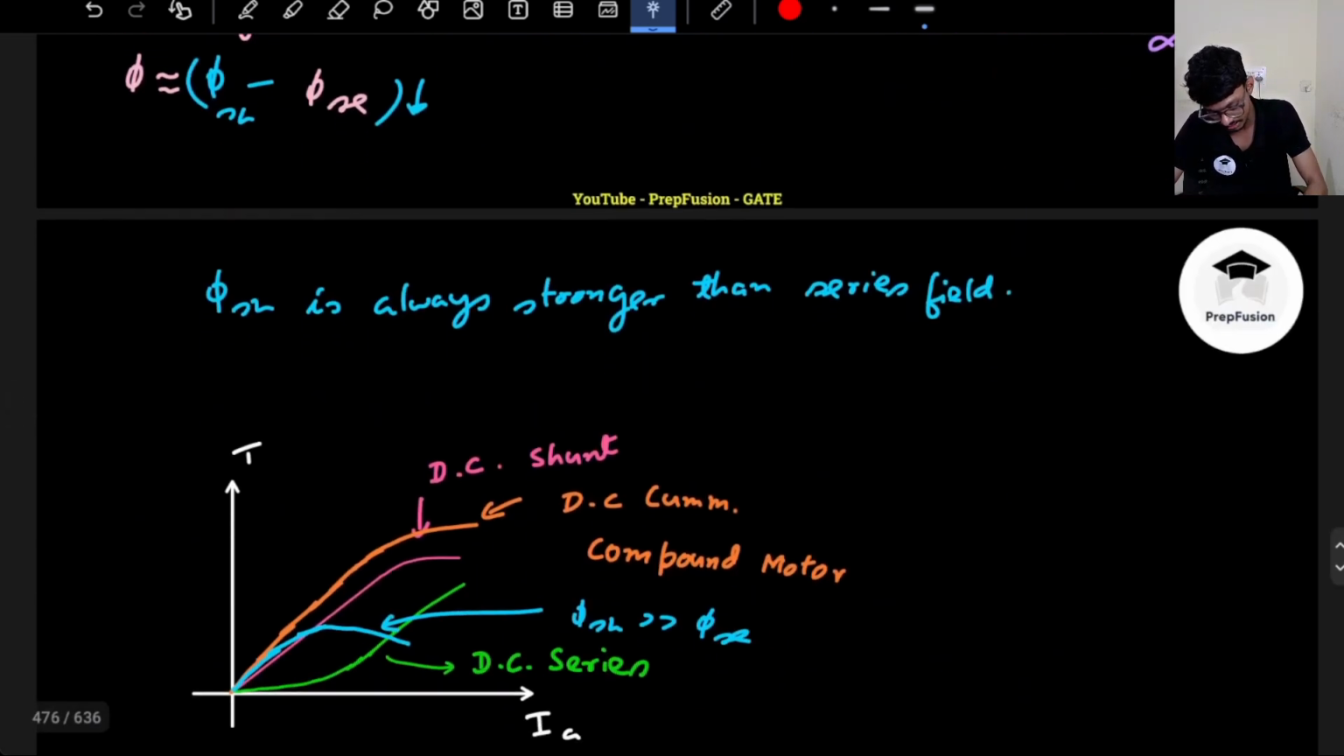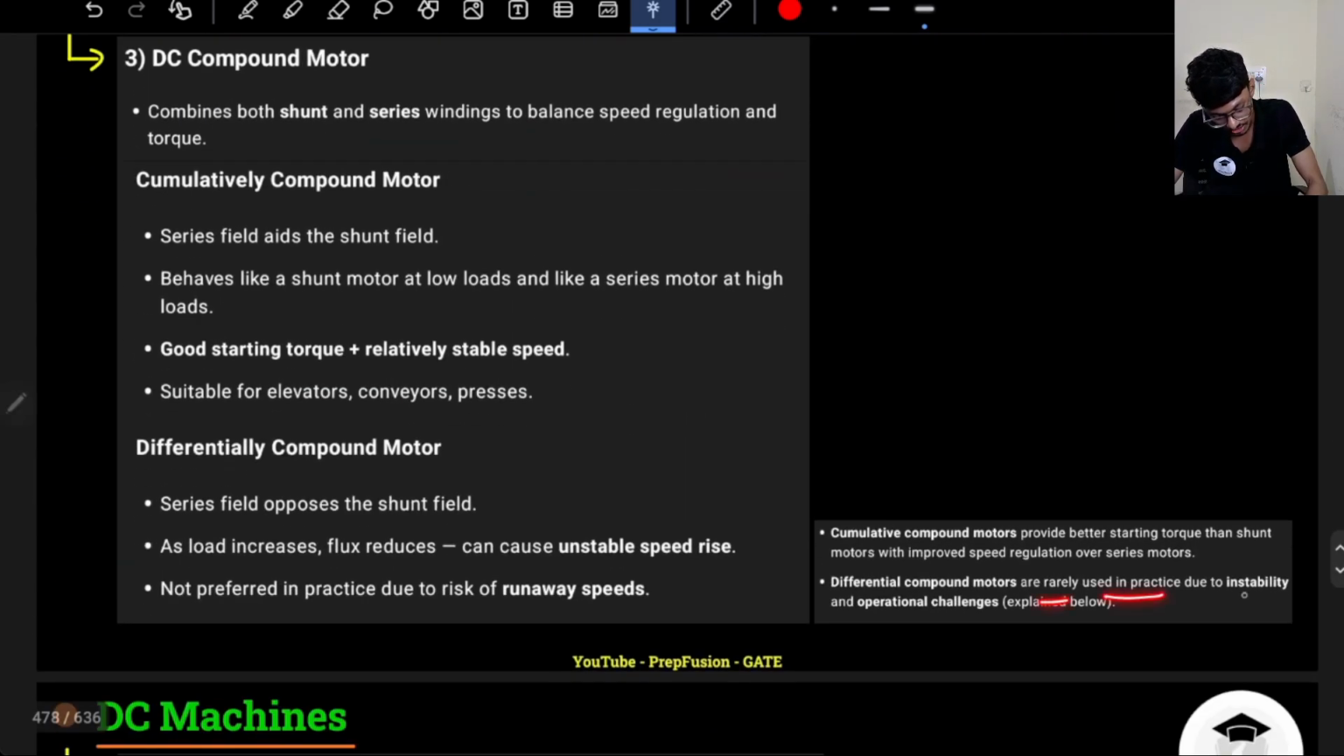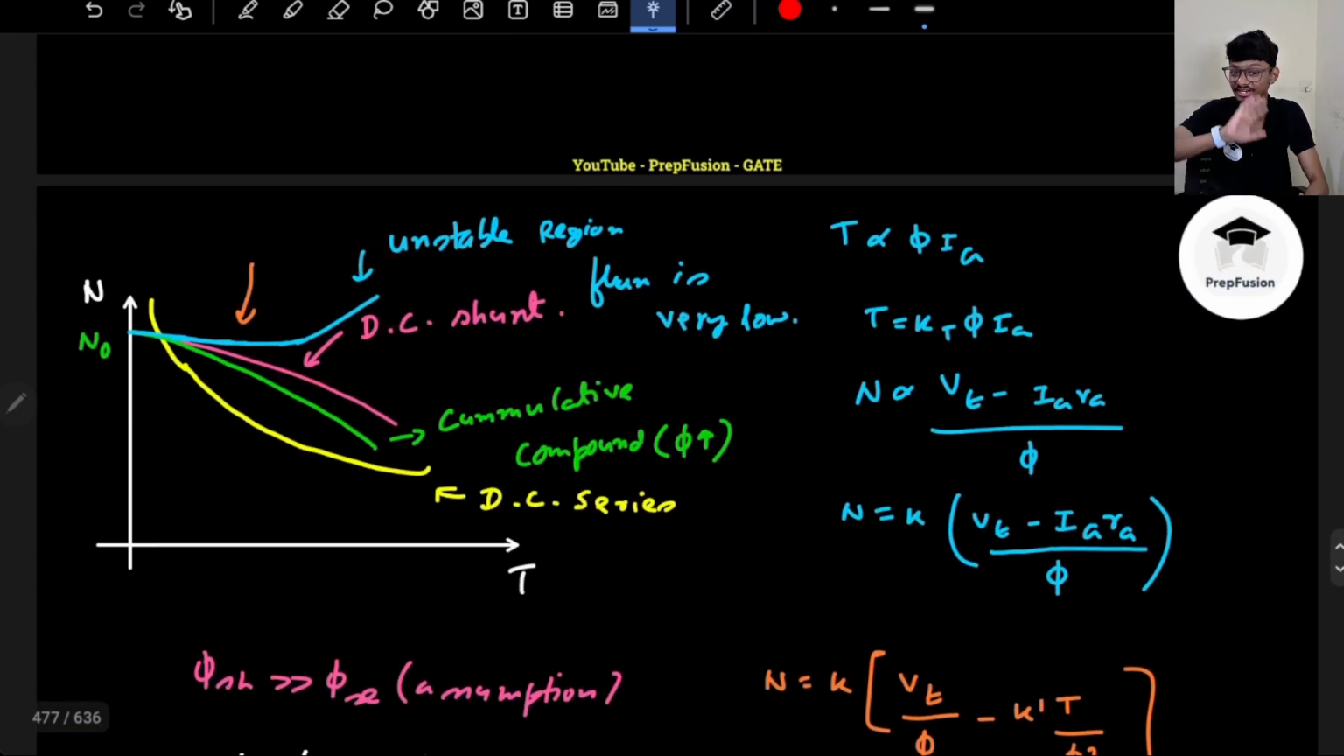So now let's discuss the differential one. Differential motors are rarely used in practice due to instability and operational challenges. Okay, already we have discussed, right? There is some unstable region, and we would never want our motor to operate in the unstable region.